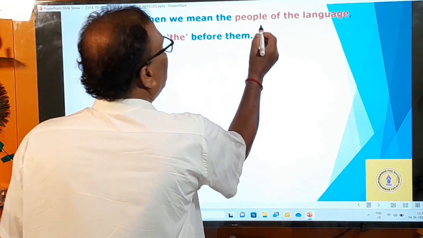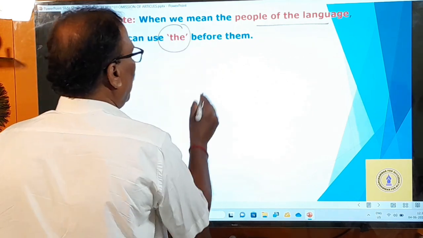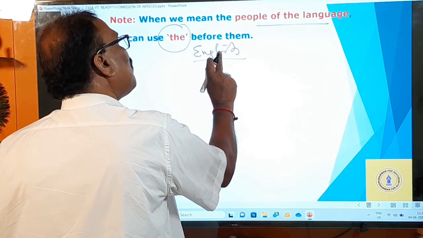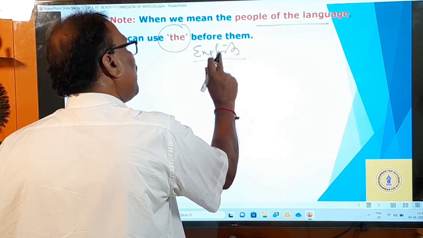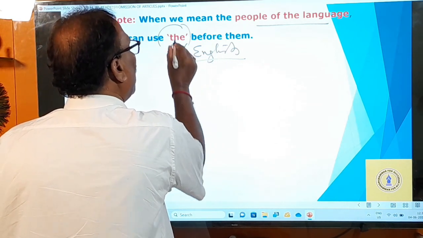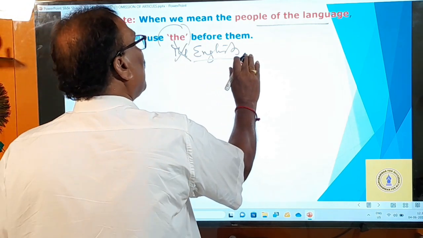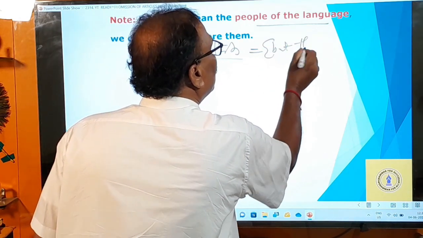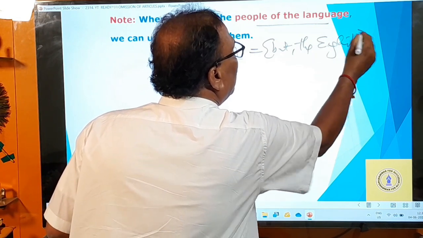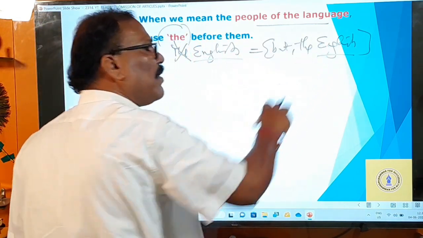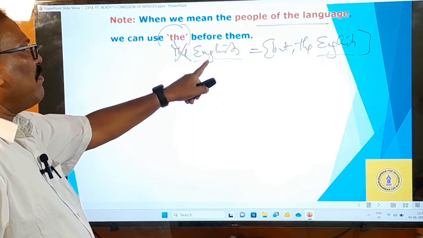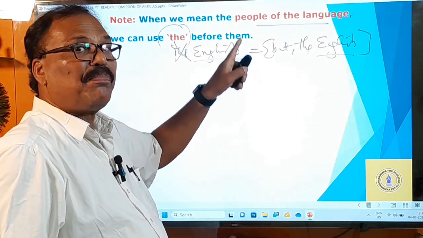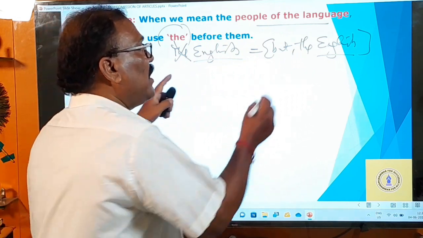What is that? When we mean the people of the language, we can use the before them. For example, English. When you mean the language, when you think it is a language, then you cannot use any article before that. But when you refer to the people speaking that language, then you can say the English. The English means the English speaking people. When it is only the name of a language, you should not use any article before that. But when you mean the people speaking that language, then you can use the definite article.